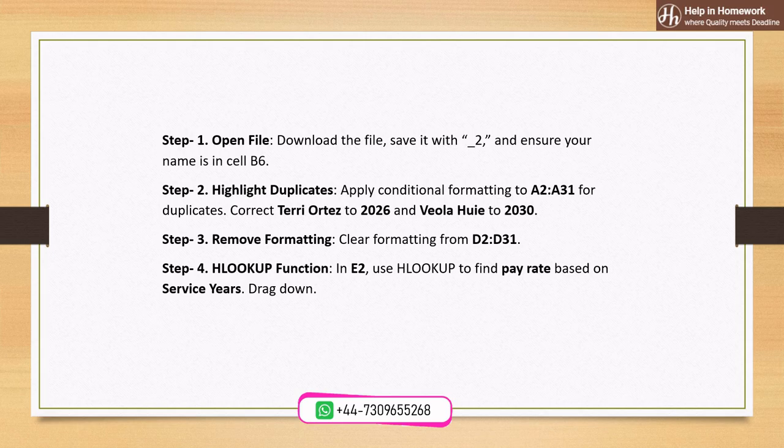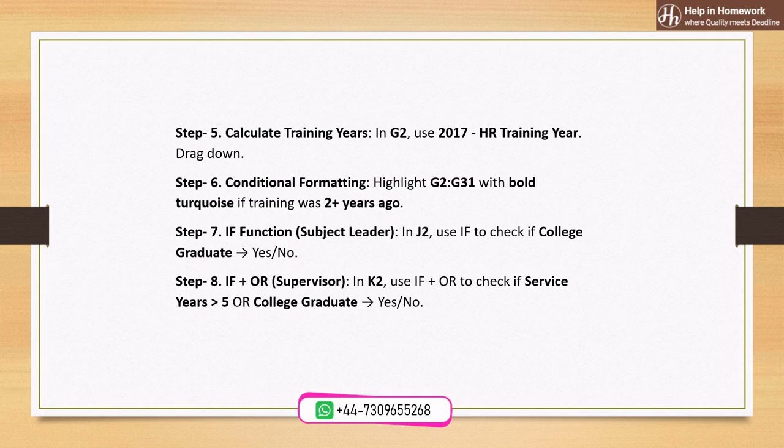Step 4. Lookup function: in E2, use lookup to find the pay rate based on service years. Drag down. Step 5. Calculate training years: in G2, use 2017, the HR training year. Drag down. Step 6. Conditional formatting: highlight G2:G31 with bold turquoise if training was 2+ years ago.